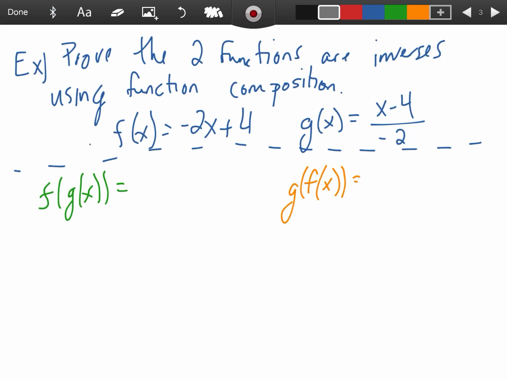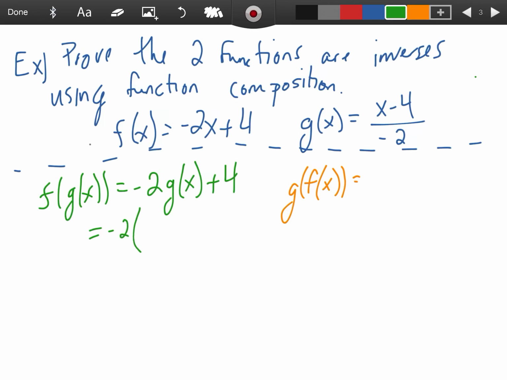So what we want to do is find f of g of x and find g of f of x. At the end, we are going to see that they should both be equal to the same thing, and we're going to find out what they should be equal to in a second. For f of g of x, we take g of x and plug it in for every x in f of x, so negative 2 g of x plus 4.